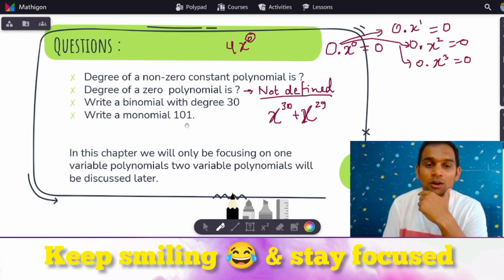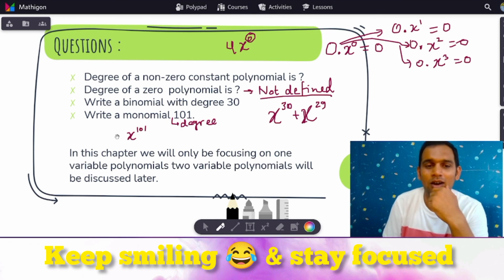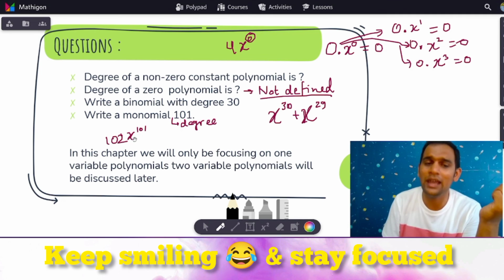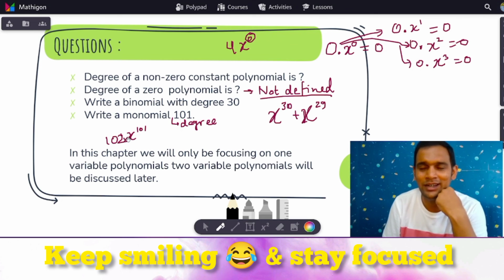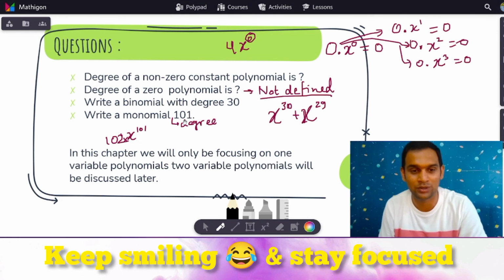Write a monomial of degree 101. I'm sorry, I missed out. Of degree 101. Monomial means only one term. Degree should be 101. x to the power 101. That's all. Or 2x to the power 101. 102x to the power 101. 102 is nothing but a coefficient, right? So that is how we can construct different types of polynomials. I just took two examples and I hope that's more than enough.